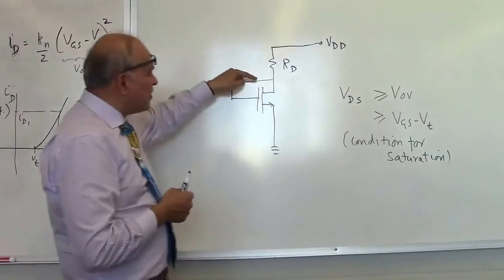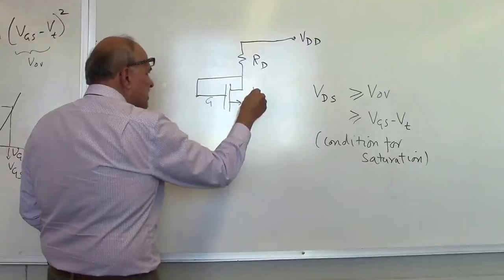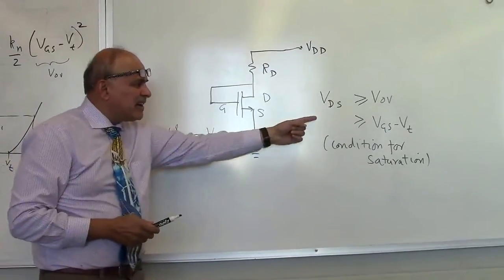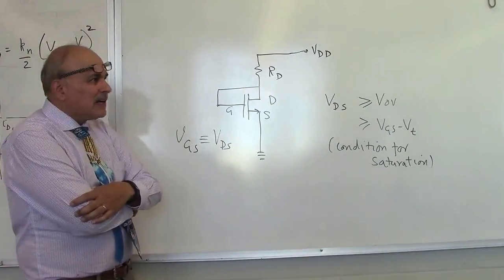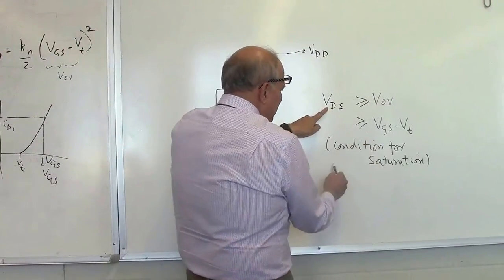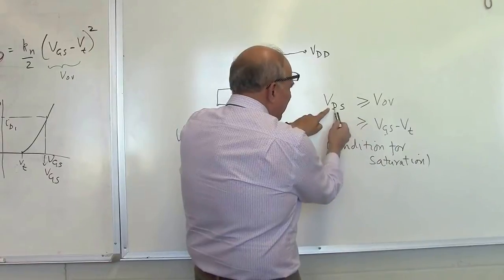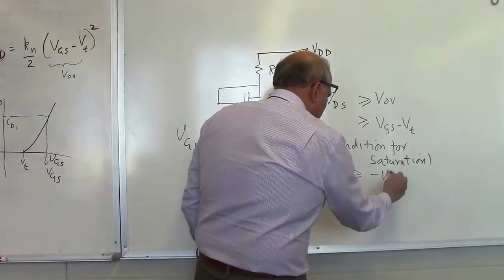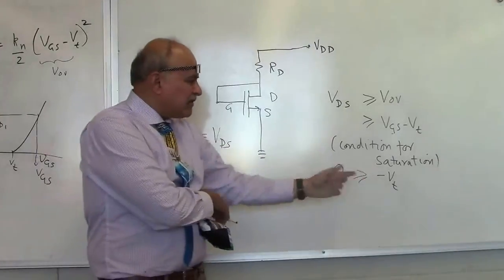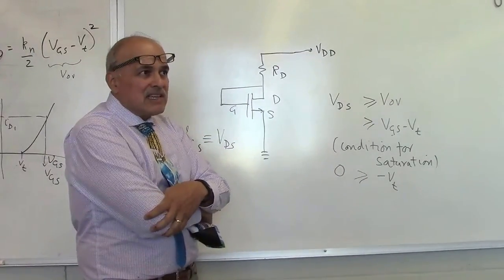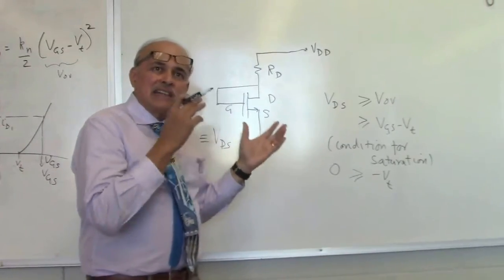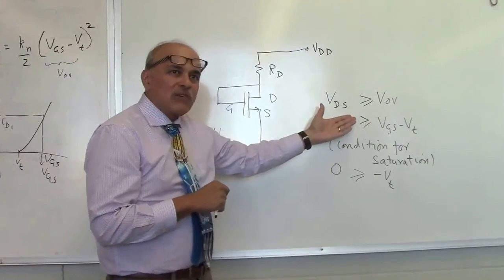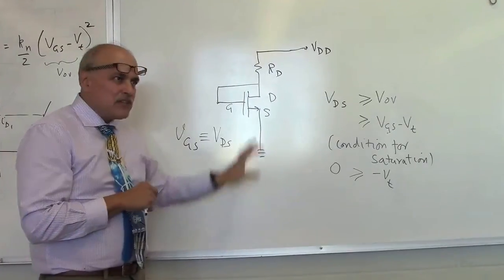Now here you can see this is the gate, this is the source, this is the drain, and VGS is always exactly equal to VDS. So is this inequality true? Yes, it's true because VDS is equal to VGS. If I subtract VDS from both sides, I get VDS minus VDS is 0, which should be greater than or equal to VGS minus VDS, which is 0, minus VT. Is this true or not? VT is a positive number. Is 0 greater than a negative number? Yes. So this circuit will always be in the saturation region, because this inequality is always true because of the way we have connected it.